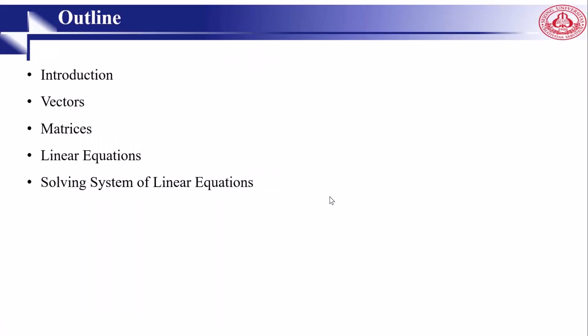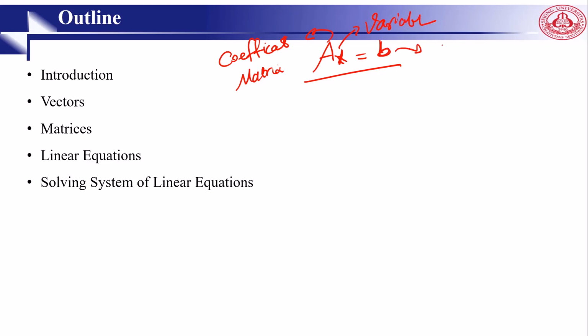We already learned about vectors, matrices and systems of linear equations, and today we want to practice more and learn more about the important topic of how to solve Ax equals b, where A is the coefficient matrix, x is the vector of variables, and b is a vector of constant terms, which we also call the right-hand side.